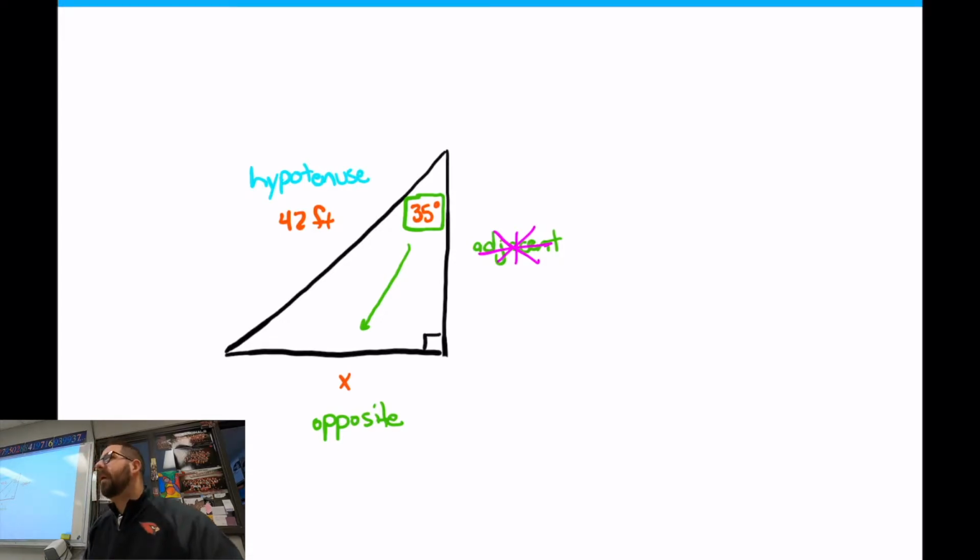Okay, does that make sense for how I labeled it on this picture? Yeah. And I'll do a different picture here in a minute. I just wanted to show you this. So by looking at this, I'm using opposite, because that's the wall I need to find. I'm using hypotenuse, because that's a number sitting there, and I'm using my angle.